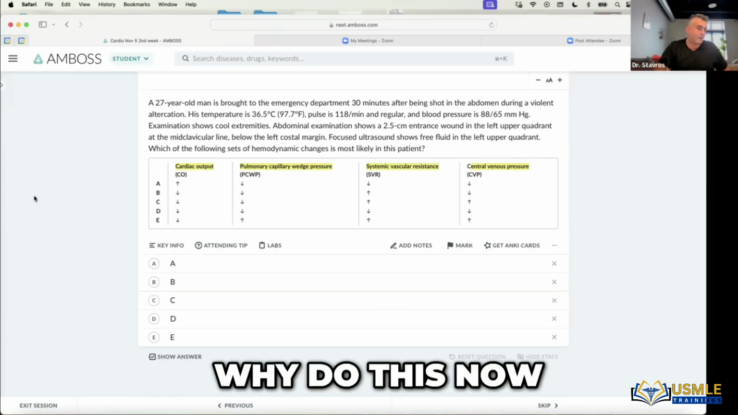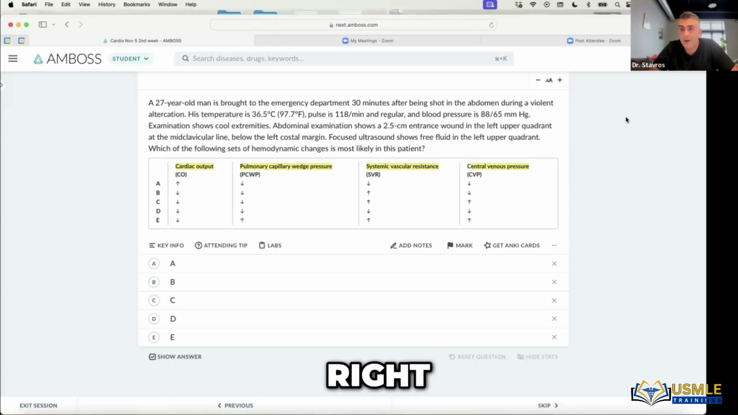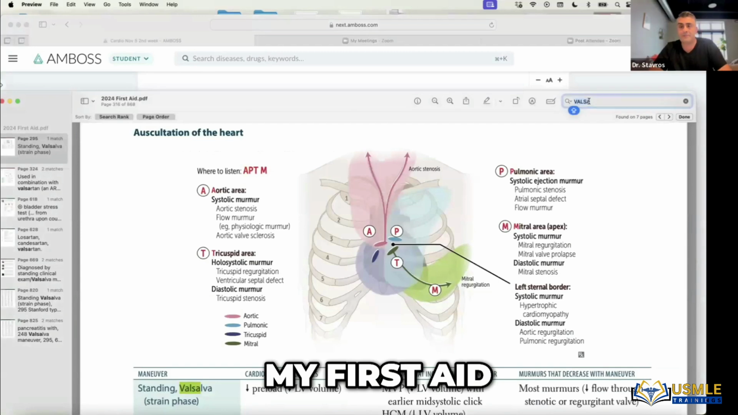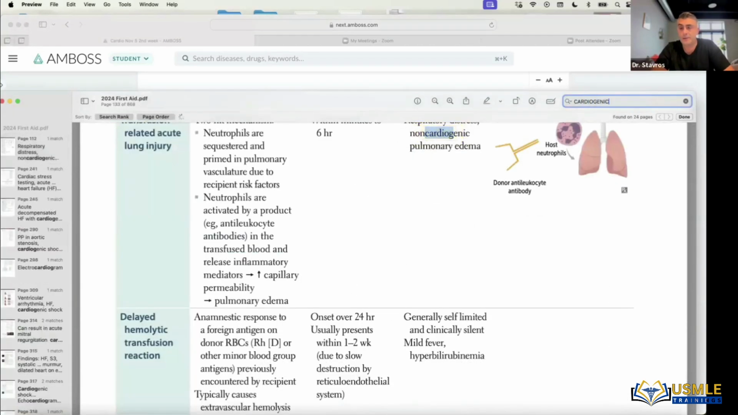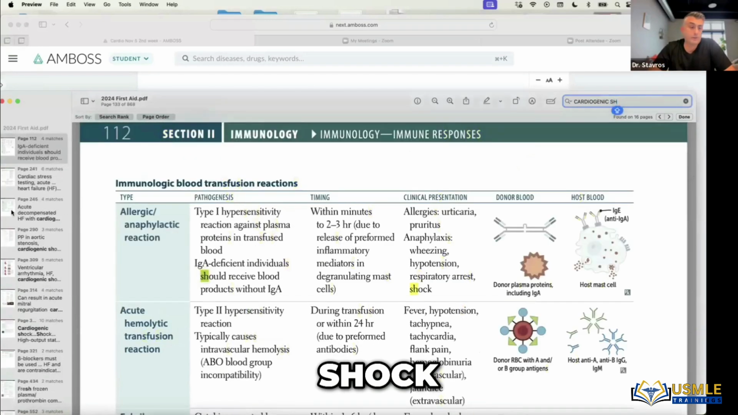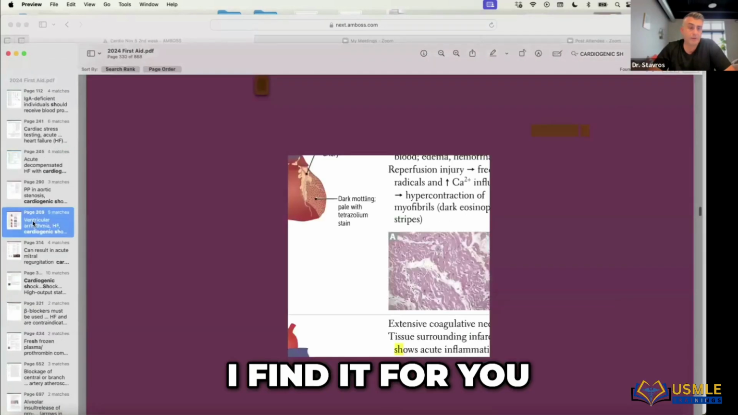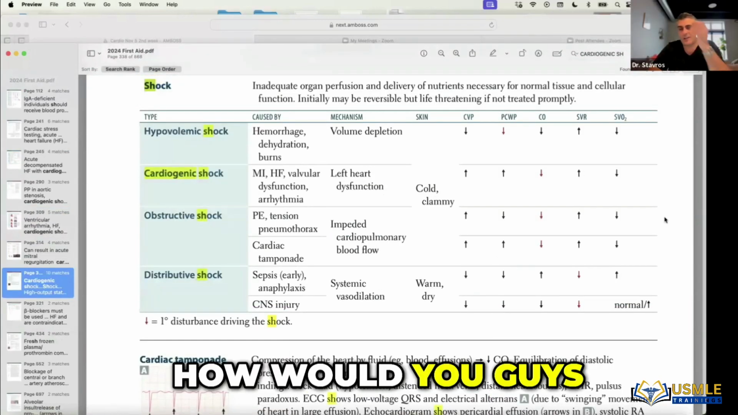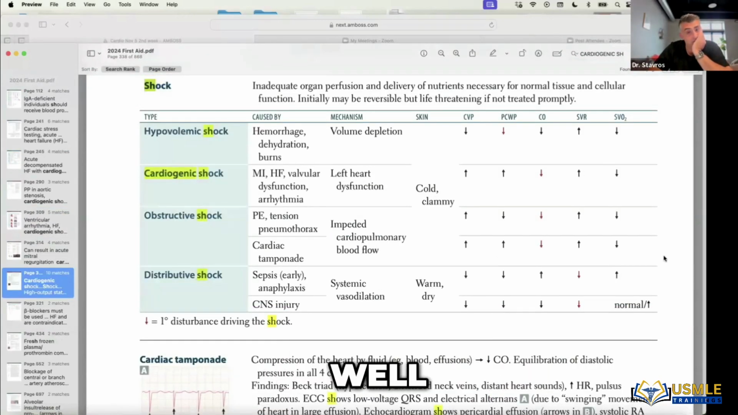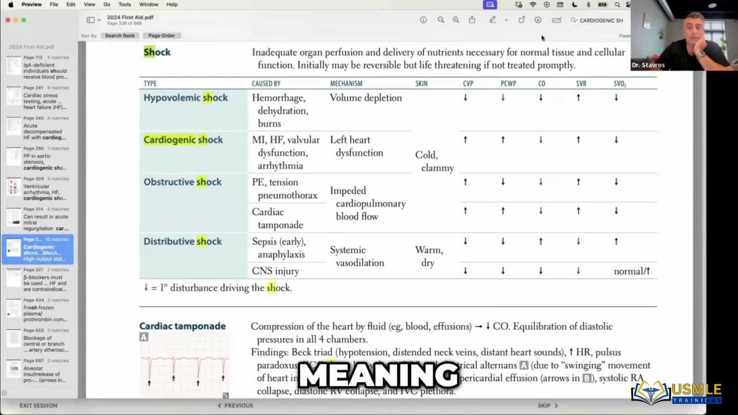So you might think, why do this now? Well, why not? These are points that you just need to know. So if I come to my First Aid now and type in cardiogenic shock, I find it for you. Hold on. Right here. How would you guys learn this? Well, that's the question I want you to answer yourselves, rhetorically.